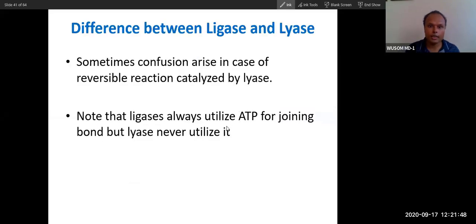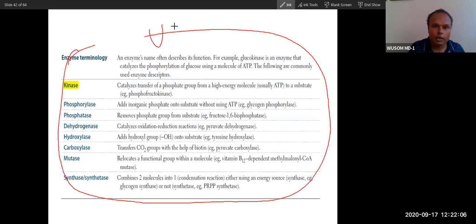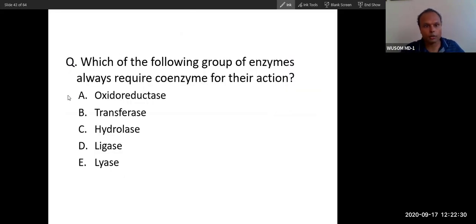So you can see the difference between lyase and ligase: utilization of ATP is very important. Ligase always utilizes ATP, but lyase never utilizes it. These are very important enzymes given here from the USMLE First Aid book, so you can go through this book. I have already mentioned many things: phosphorylase, dehydrogenase, hydrolase, hydroxylase, and many synthases. You can go through this yourself. I have a special focus on kinases and then phosphorylase. I've already explained. So go through this question.